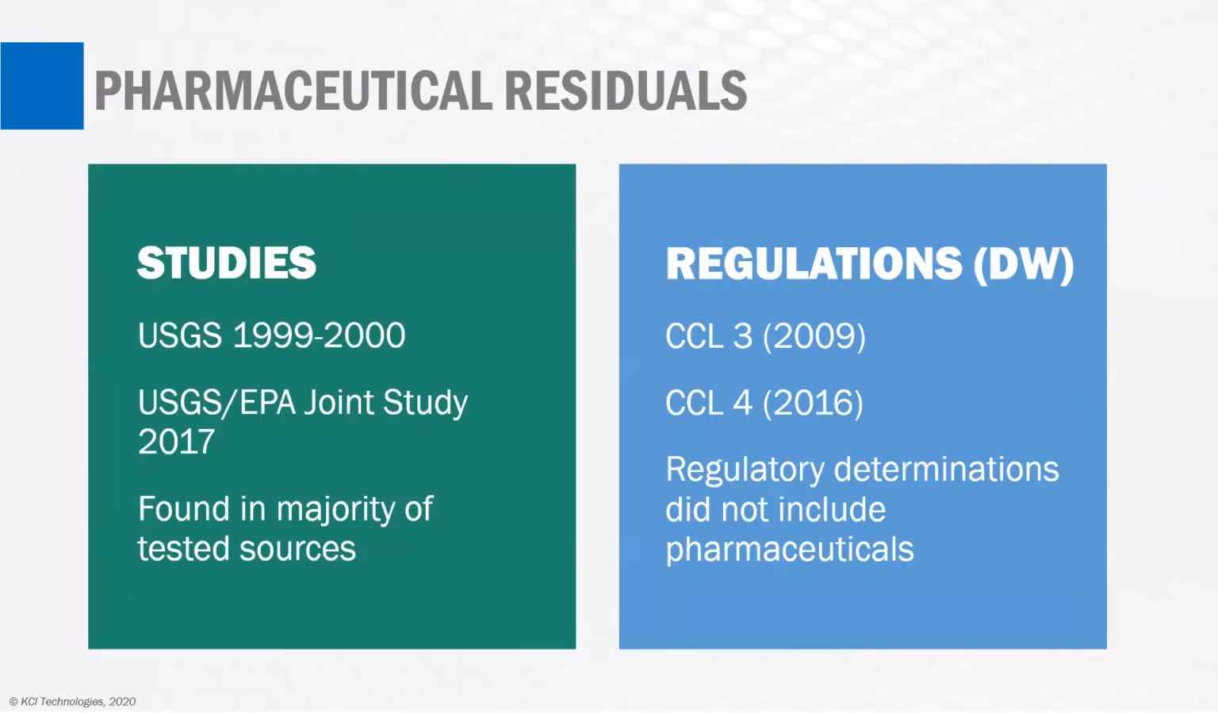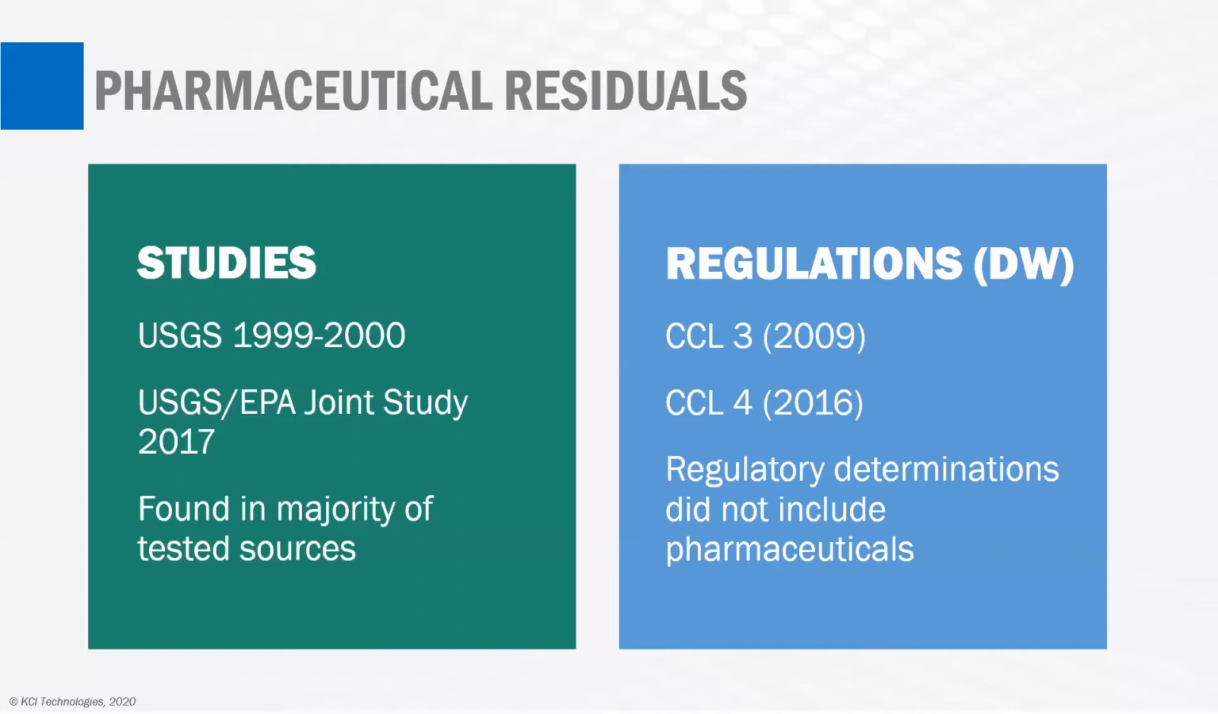Take, for example, the case of the pharmaceutical residuals. In 1999-2000, the USGS tested for 95 pharmaceuticals and hormones in 139 streams in 30 states. They found in that study that 54% of the streams had more than 5 contaminants, and 13% of the streams had more than 20 contaminants. In another study that followed that, a joint study between the USGS and EPA in 2017, they ran another test on drinking water treatment plants, and they found 118 contaminants in 25 plants.